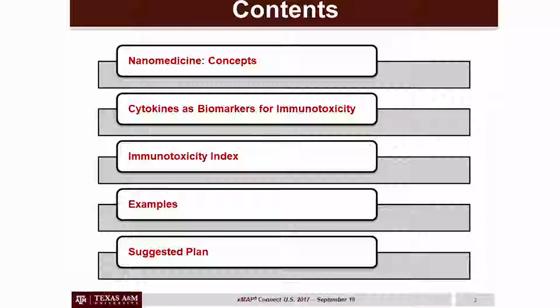So the contents of my talk today will include some basic concepts on nanomedicine, the use of cytokines as biomarkers for nanomaterials immunotoxicity, and the use of the immunotoxicity index as an easier way for data mining and interpretation, and some important considerations for the precise and accurate use of the xMAP technology. And then I'll give a few examples on the successful use of this immunotoxicity index in evaluating the immunotoxicity of nanomaterials. And finally, a short suggested plan to improve the science beyond the xMAP technology and broaden its application area, and to improve the scientific outcomes for the users.